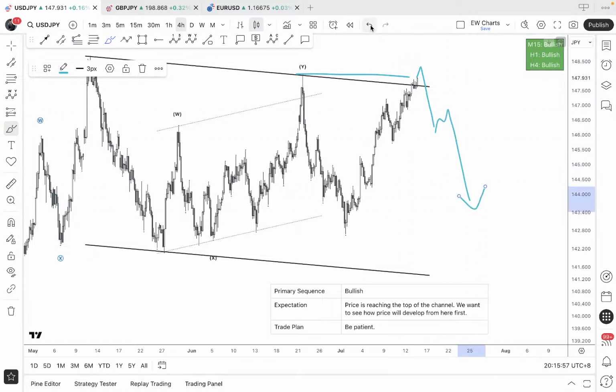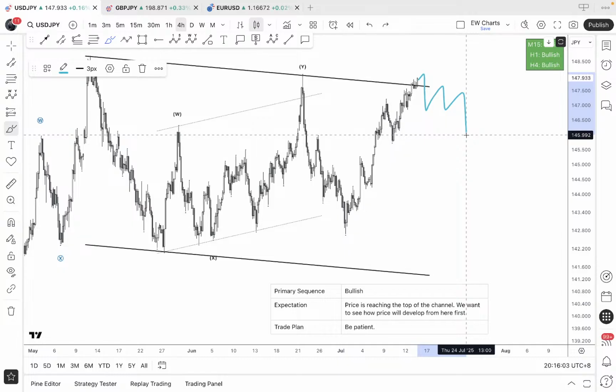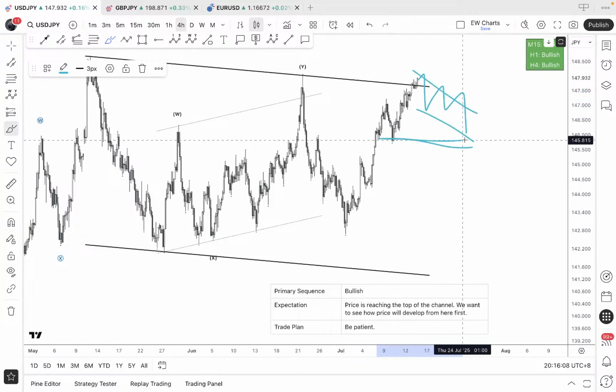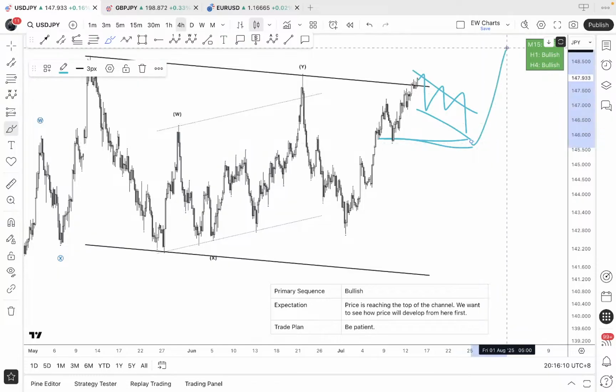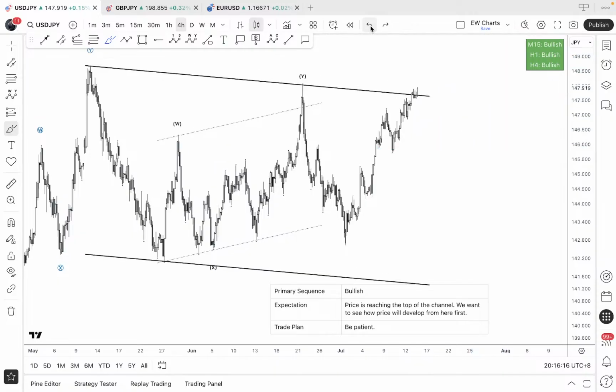Okay. Alternatively, we start to get some sort of a pullback correctively towards this low, right? If we get that pullback correctively towards this low, we'll look for upside. If not, then falling back to scenario one, we'll be looking at the sell trade setup. Right? So really depends on how price is going to react from here. Okay, and that's the reason why we just want to be patient.